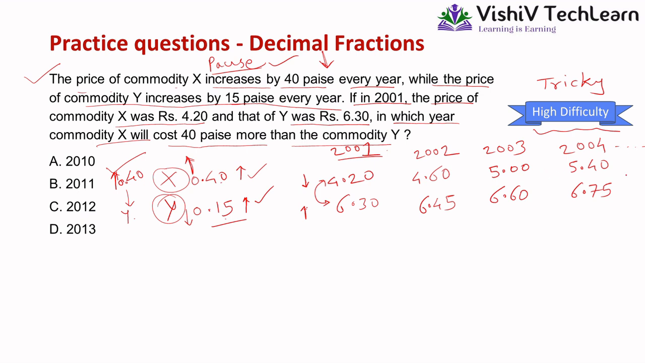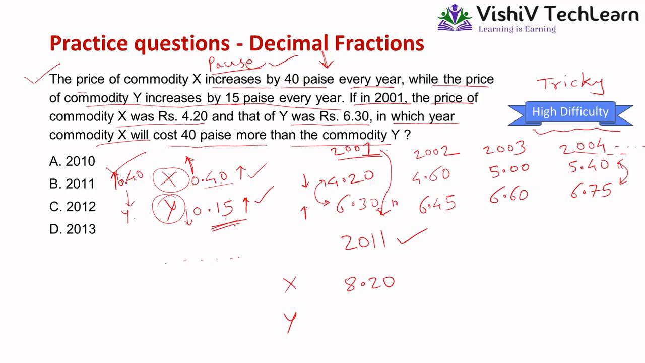But the condition is that X should be 0.40 rupees more. As of now X is lower and Y is higher, so we still have to go to the next year. Now instead of going year by year, let's jump by 10 years. After 2001, let's jump by 10 years. So in 2011, what will happen? Since the gap is 10 years, we can add 4 rupees to commodity X, as it is 0.40 into 10, 4 rupees. So commodity X will become 8.20.